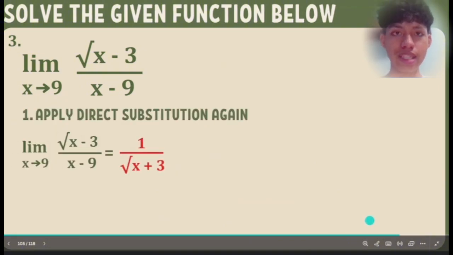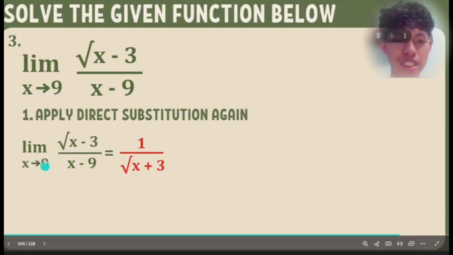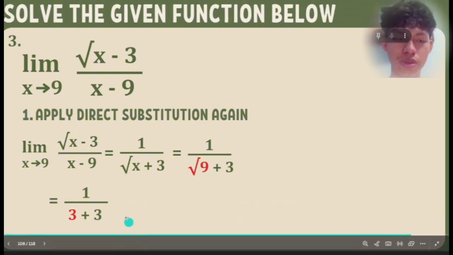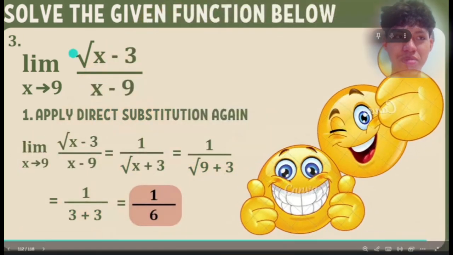So applying direct substitution, we would just have to substitute the value of x with the value of c, which is 9. So let us substitute the value of c, which is 9, to x. So this gives us 1 over the square root of 9 plus 3. The square root of 9 is simply 3. So let us now add the denominator. So this gives us 6. So the final answer would be 1 over 6.